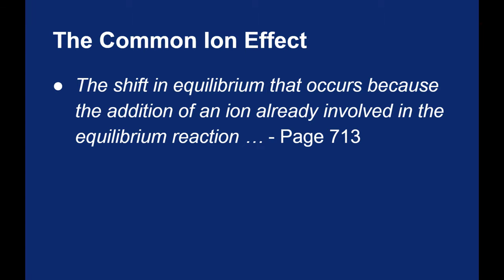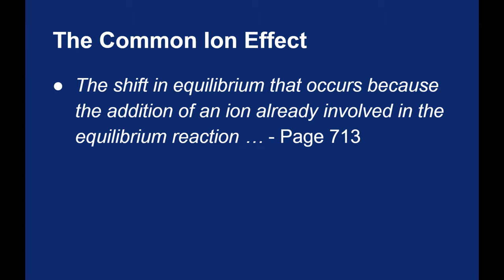So if we're dealing with a weak acid or a weak base, that means we can establish an equilibrium. But you need more than just a weak acid or the weak base. You need a common ion. So in terms of acids and bases, if you start with a weak acid, you need to also have its conjugate base present. Or if you start with a weak base, you must also have its conjugate acid present.